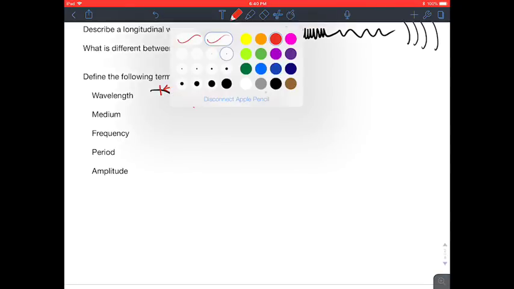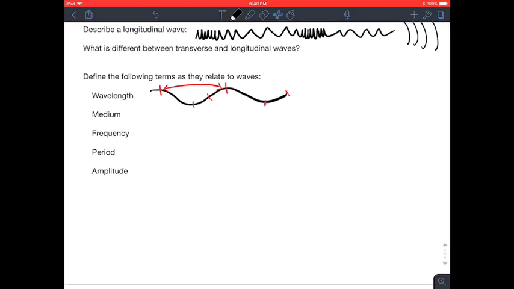Medium doesn't really get a picture. Medium is just what the wave is traveling through. Okay, so the medium for a sound wave is air. The weird thing, the medium for light is the photon. So the particle is the medium. That's why it can travel through vacuums and all of that.